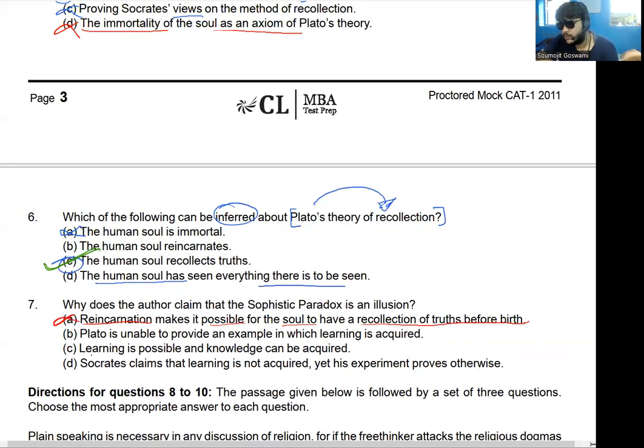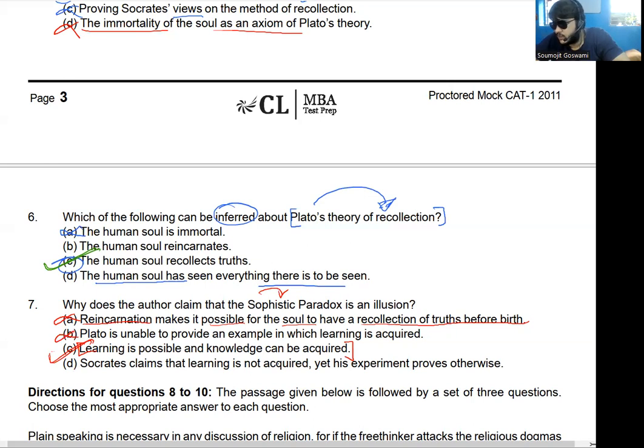No. Plato is unable to prove an example in which learning is acquired. Learning is possible and knowledge can be acquired is the reason why it is an illusion. This is what Plato said, that learning is possible and knowledge can be acquired, and it can be acquired through recollection, and that is why sophistic paradox is an illusion. Plato is unable to provide an example in which learning is acquired? He is actually able. So that goes out.